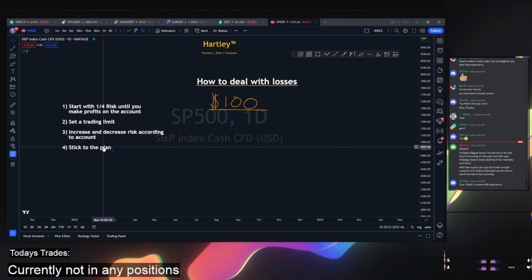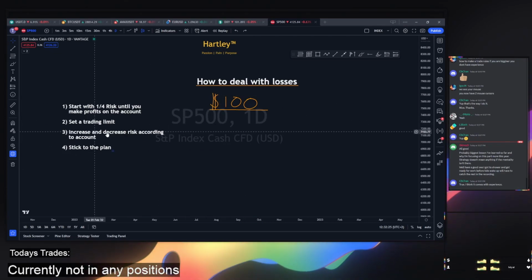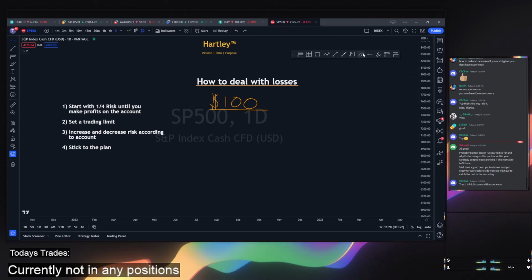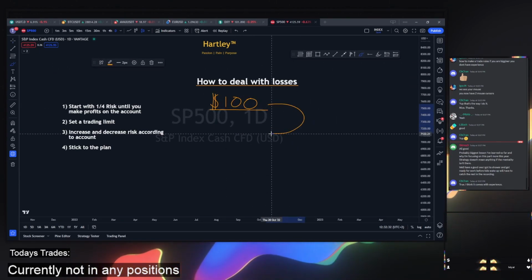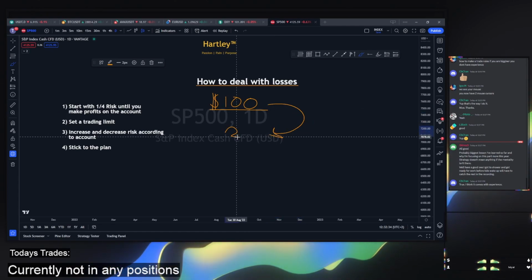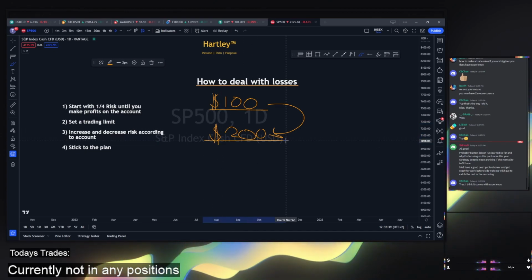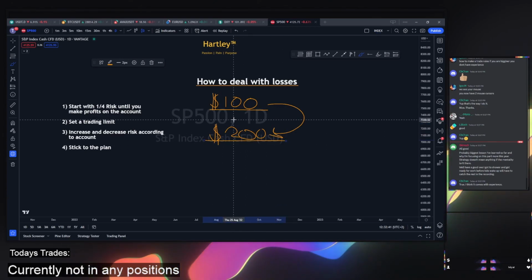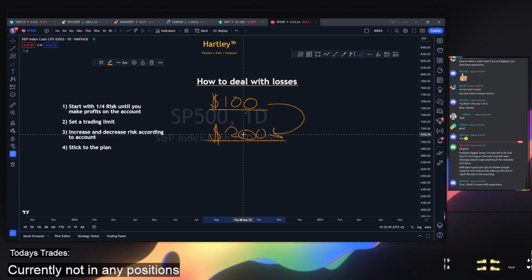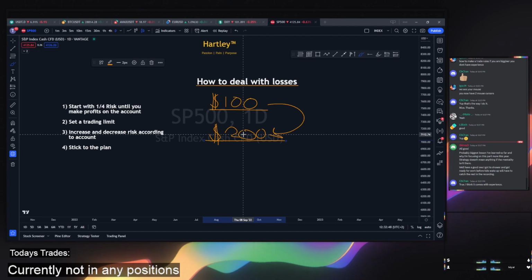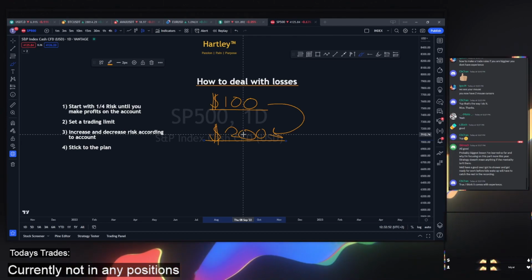For example, stick to the plan. That's important. The next thing that I want to say, which goes with increasing and decreasing your risk according to the account, is knowing when to decrease your risk. Now we know that when you double the account, so if you get this to $200, that's when you can increase your risk. When do you decrease your risk? You decrease your risk when you drop 50% off of the original balance.